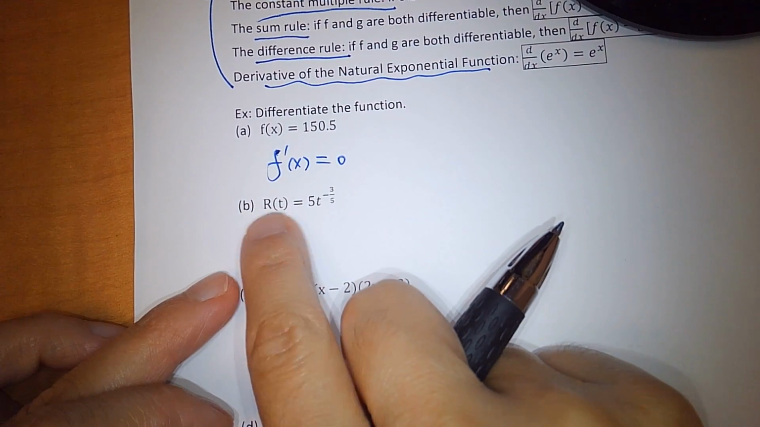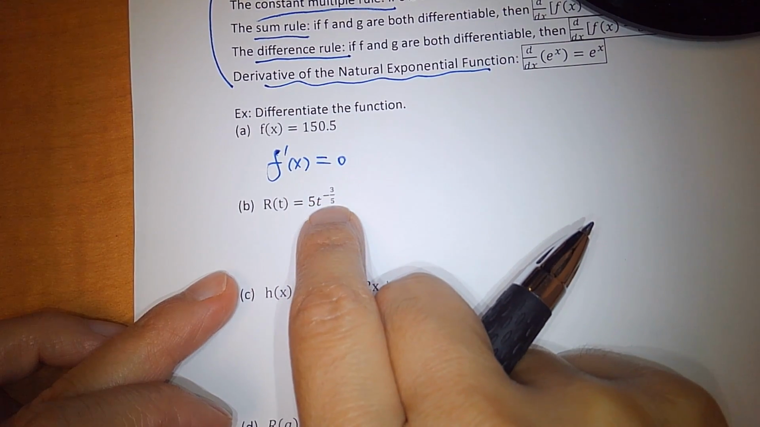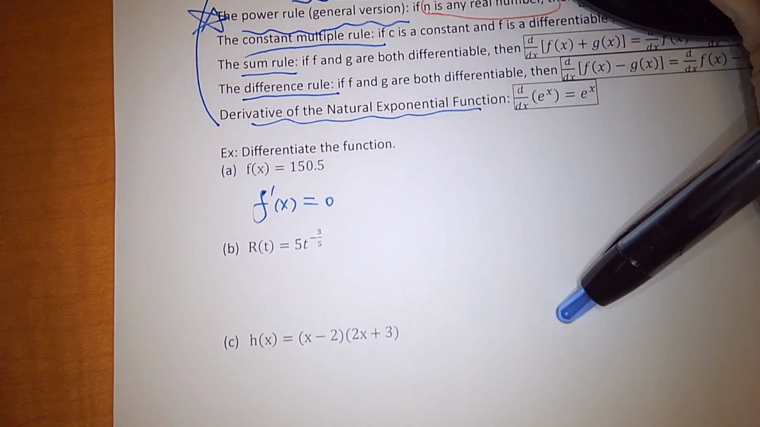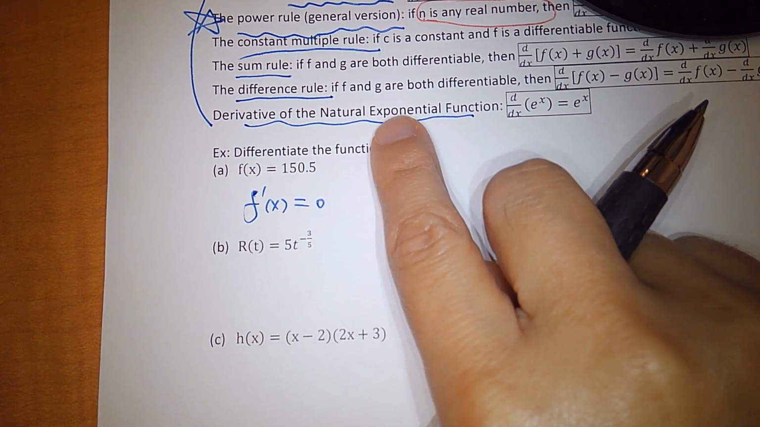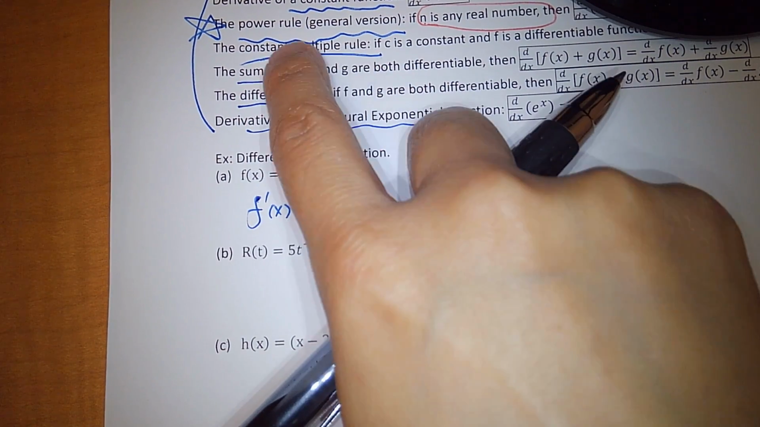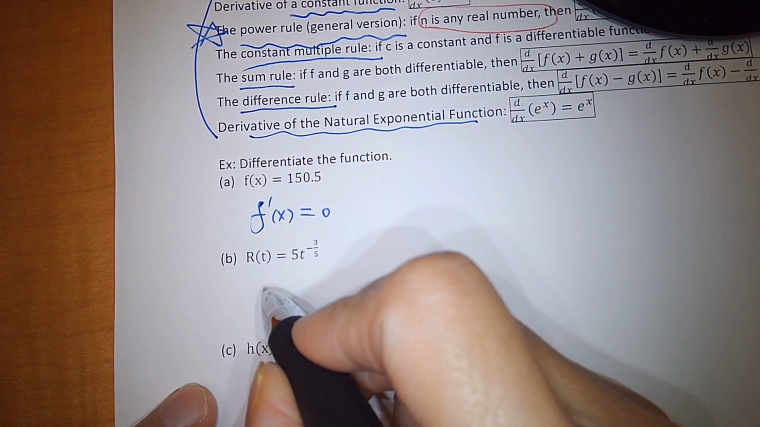Question B, r of t equals 5 times t to the negative 3 over 5. Which rule should we use? You learned all of these rules from the top. Which rule should we use? Constant multiple rule, and also what? Power rule. Okay, so we're going to write like this.